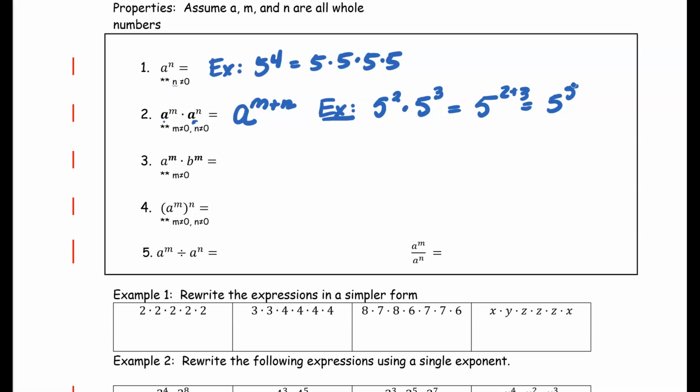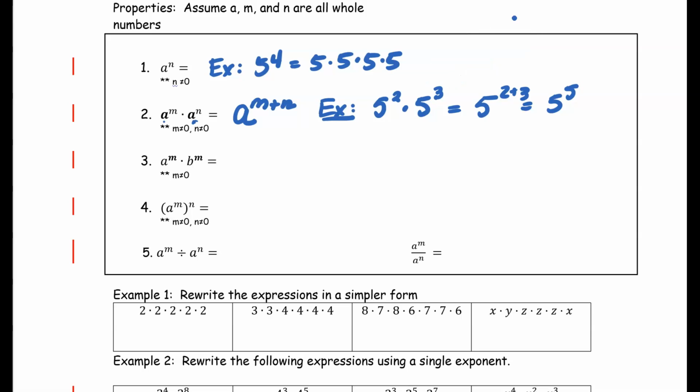Now keep in mind, you can always do this longhand. You do not need to memorize these rules because 5 squared, think about this, is 5 times 5. 5 cubed is 5 times 5 times 5. How many do I have all together? Well, I have 5. So you could write it out.